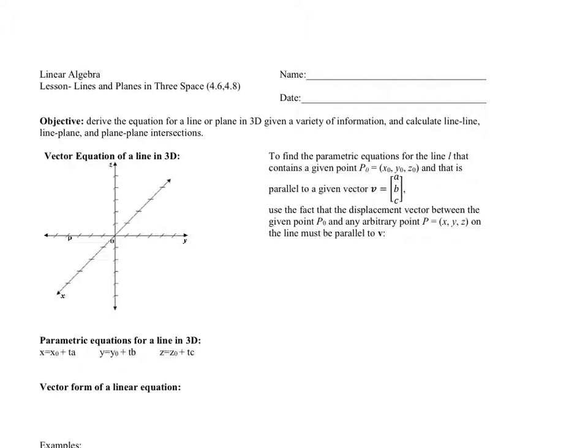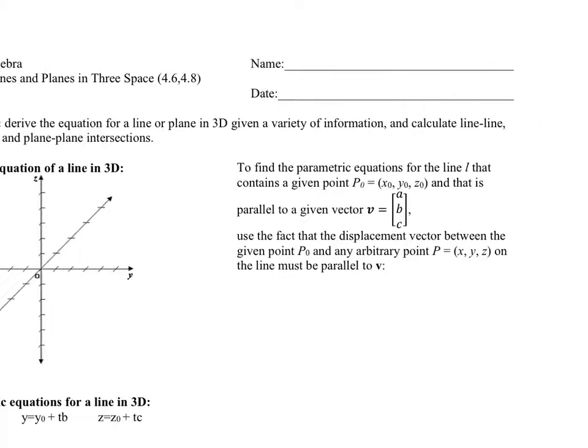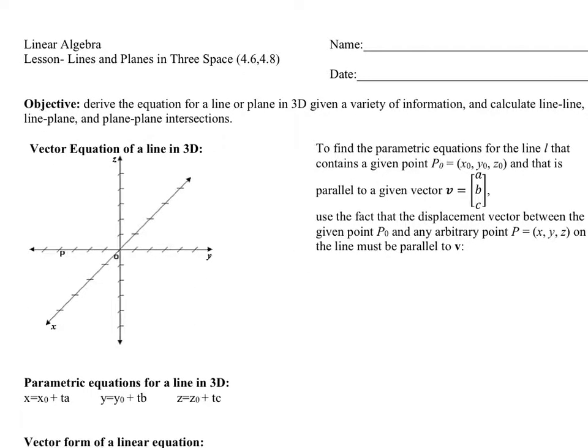What we have to do is come up with parametric equations to represent the line in 3 space. Because, and actually this I could do on GeoGebra. So to find the parametric equation for a line L that contains a given point, x sub o, y sub o, z sub o, that is parallel to the given vector ABC, use the fact that the displacement vector between the given point, p sub o, and any arbitrary point on the line must be parallel to v. That's a lot. Let me draw a diagram.